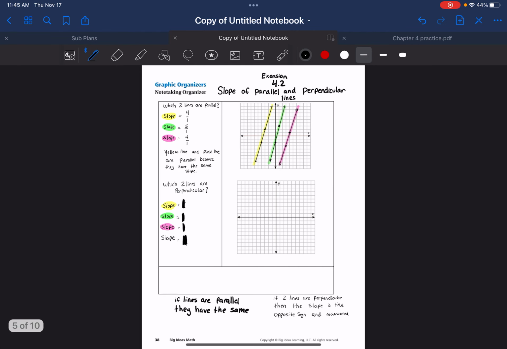But here's something we haven't talked about really. We haven't talked about perpendicular yet. So let's do a similar problem. We're going to have three lines, a pink, a green, a yellow, and then we're also going to have a fourth line.